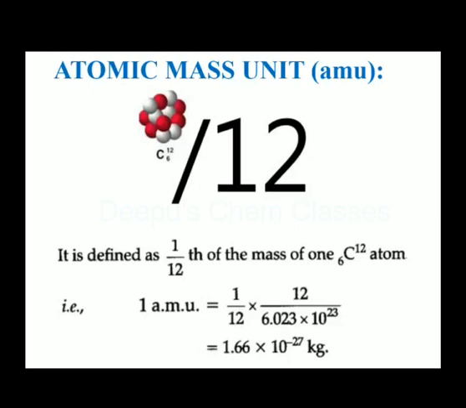And this is calculated by considering that 1 mole contains the atomic mass of that element in grams, and 1 mole contains Avogadro number of atoms, 6.023 into 10 to the power 23. Based on that they have calculated for a standard carbon-12 isotope, so they can get the approximate value 1.6605 into 10 to the power minus 27 kg.